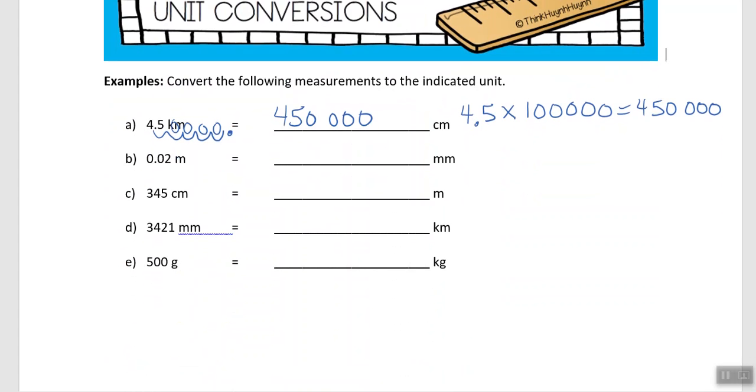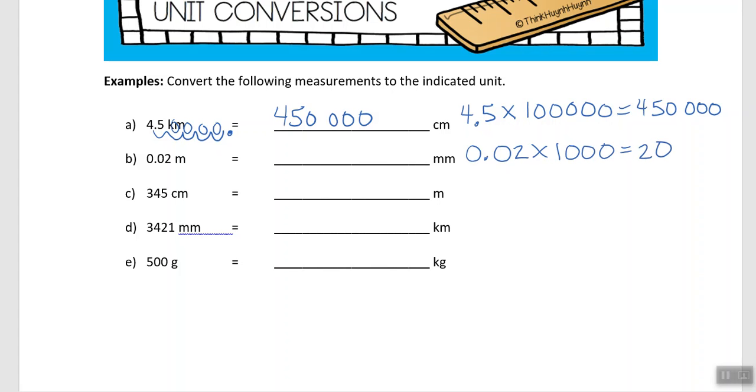Because I'm going down, I'm multiplying. So I'm starting with my original value, 0.02, and I'm multiplying. This time I'm multiplying by 1,000, or 1 with 3 zeros. And this is going to give me 20, or 20 millimeters.